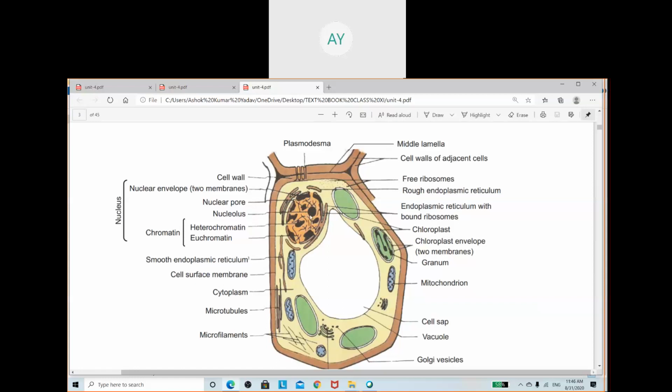It is not necessary that there should be only one nucleolus. It can be one or more than one: two, three, four, like that. So you cannot keep in mind that only one nucleolus is present in one nucleus. It can be one, two, three, or four.